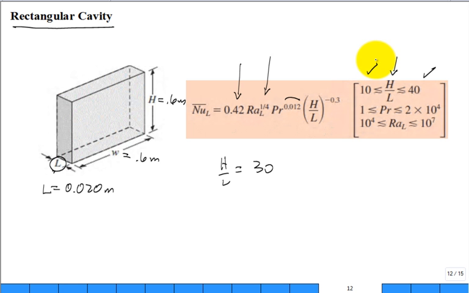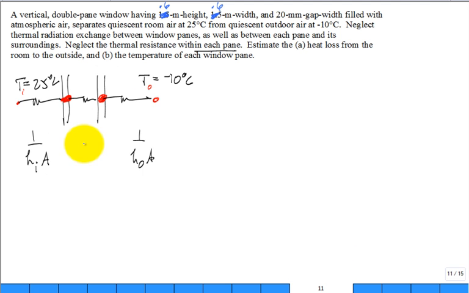That's good. What's our Prandtl number for air? It's about 0.7. We look at this, 1 to 2 times 10 to the 4. It's slightly outside the range, but I don't have anything better. I'm going to use it. Okay? And then the Rayleigh number, well, let's compute the Rayleigh number, but let's jump back here. I'm going to use this correlation in a minute, but I need to go back here and say we're going to get a convection coefficient between the panes in that gap region.